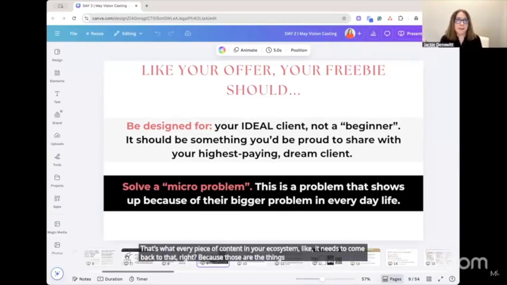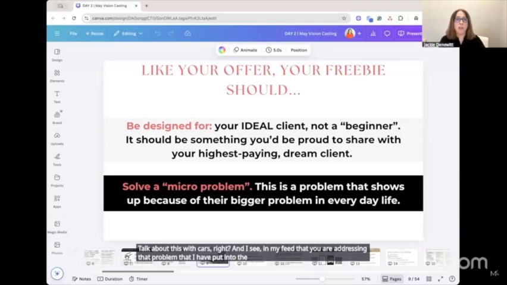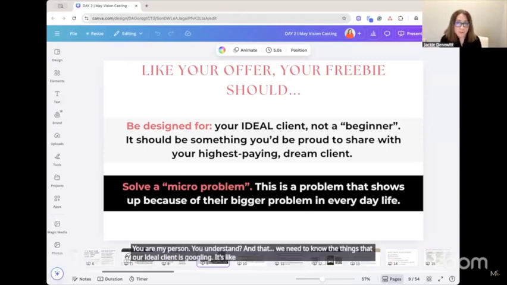And the example that I always give is when you do a Google search for something, let's say you have a problem and you do a Google search for it. Melissa, you talk about this with cars, right? Mm-hmm. And I see in my feed that you are addressing that problem that I have put into the Google search bar. You are my person. You understand. We need to know the things that our ideal client is Googling. It's like when you want to buy a car and you start typing it in, then you start seeing the car everywhere, right?